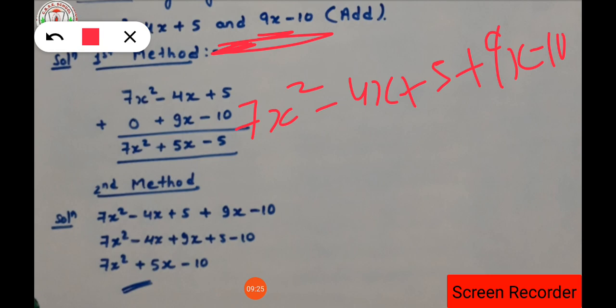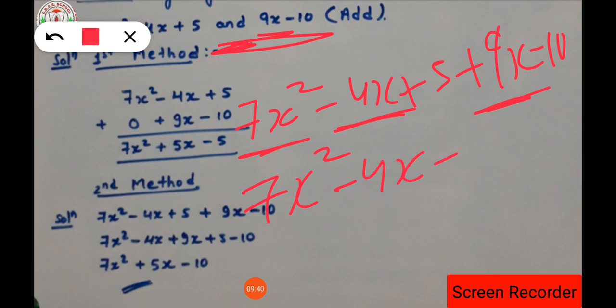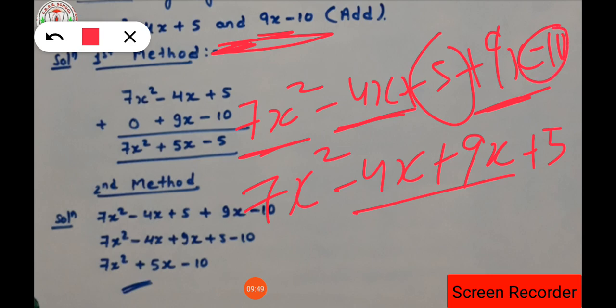Clear, everyone? Now like terms: is there any like term for x square? No like term will be there, so it will remain as it is. Now the next like terms are minus 4x and plus 9x, so we are going to make a pair of minus 4x and plus 9x. The next pair we will make for the constants, that is plus 5 and minus 10. Now 7x square is a single term, it does not have any pair, so it will remain as it is.